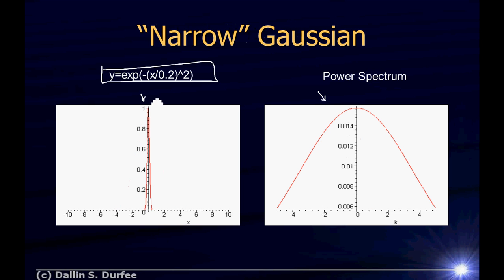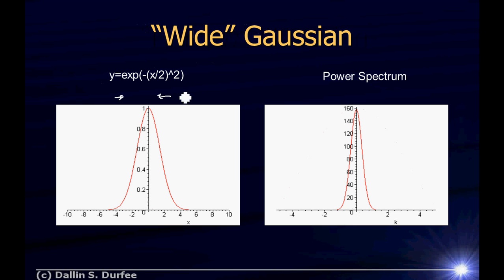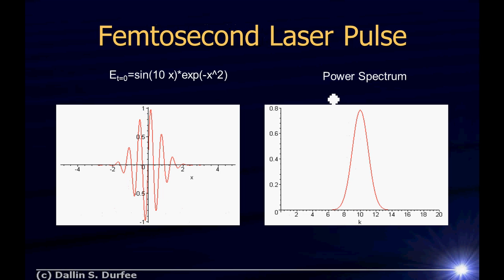So here I had a narrow pulse of wave. It involved a broad range of sine waves. Here I have a broader pulse, and it involves a narrower range of sine waves. Here's a femtosecond laser pulse. So here's the electric field oscillating plotted as a function of time or position for a pulsed laser, a really short pulse. And it's got some power spectrum. I can add a bunch of sine waves to get this.